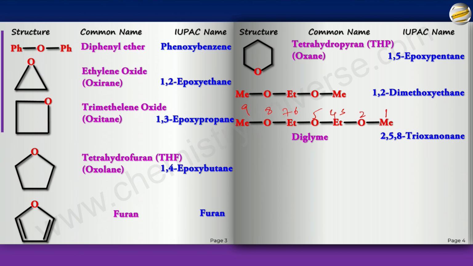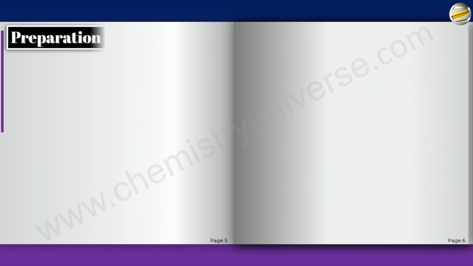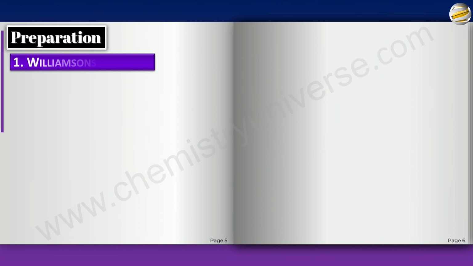So here you will only have to use the oxa naming. Alright, now let's talk about the preparation. First is the Williamson's synthesis, which is very common. We have already done this many times. You take an alkoxide and you take an alkyl halide and you get an ether.